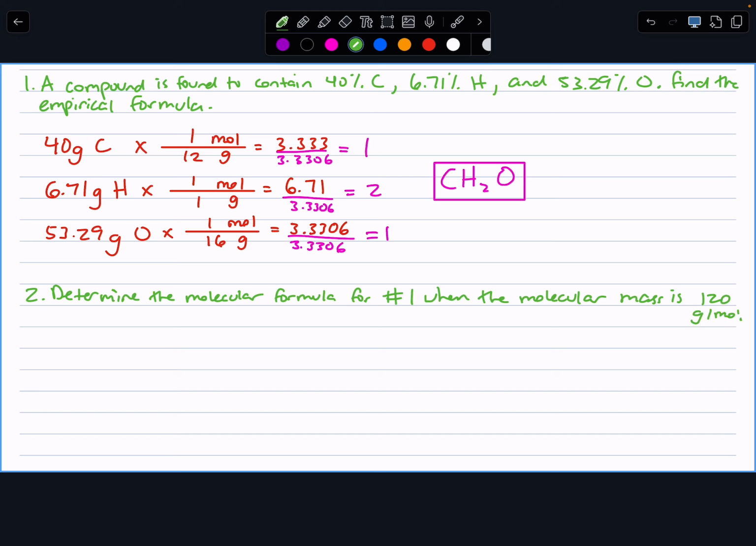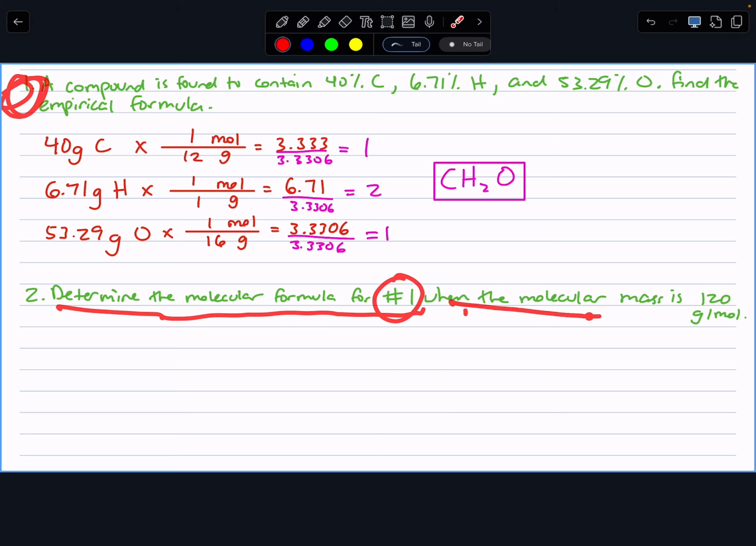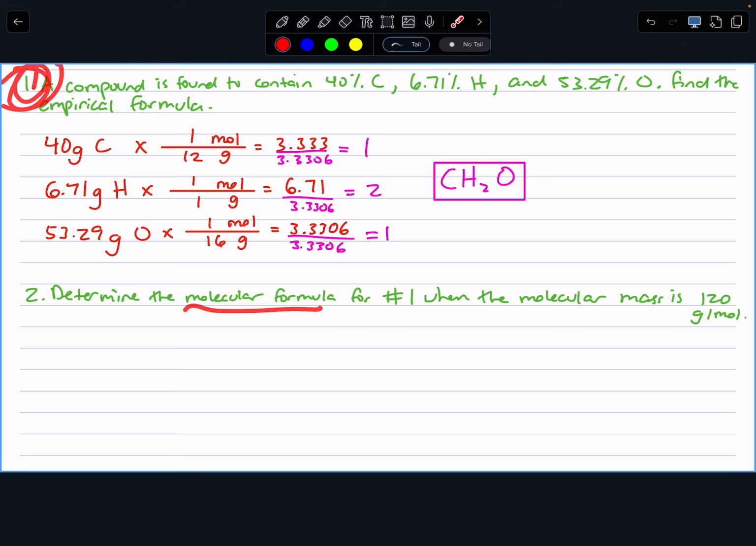This is how the molecular problems will look. Okay? So then you'll see a question 2, like the packet. Remember the packet? Determine the molecular formula for number 1. So this is number 1, when the molecular mass is 120 grams per mole. That's easy. It's asking us to find the molecular formula for number 1.